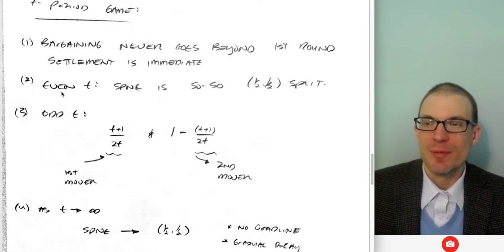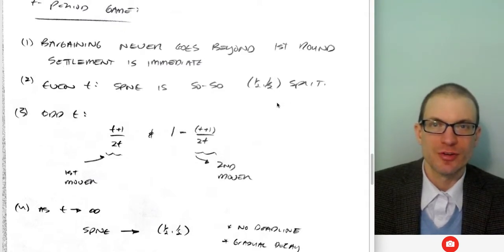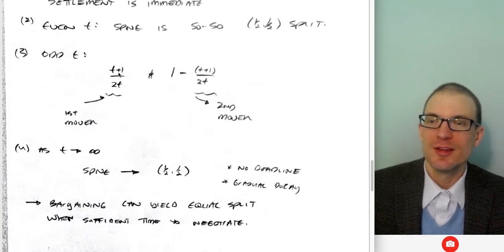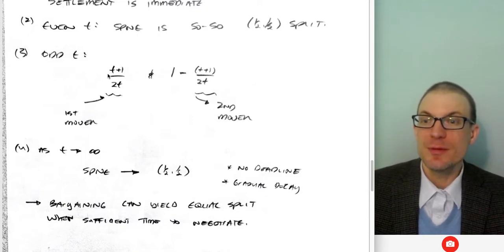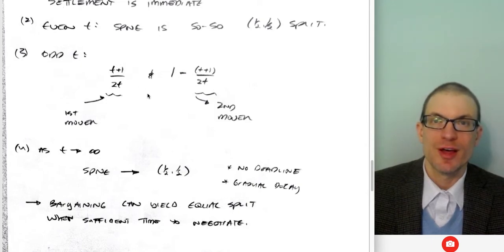Also, if we have an even number of periods, the subgame perfect Nash equilibrium is the 50-50 split, one half, one half. So if we had 2 periods, the $12 or ice cream got split to 6 and 6. Here we have an odd number of periods. What happens? Well, it's this formula: (t plus 1) divided by 2t for the first mover, and 1 minus (t plus 1) divided by 2t for the second mover. We had 3 periods. 3 plus 1 is 4, divided by 2 times 3 is 6. 4 divided by 6 is 2/3, and then 1 minus 2/3 is 1/3. That's exactly what happened in our 3-period game.